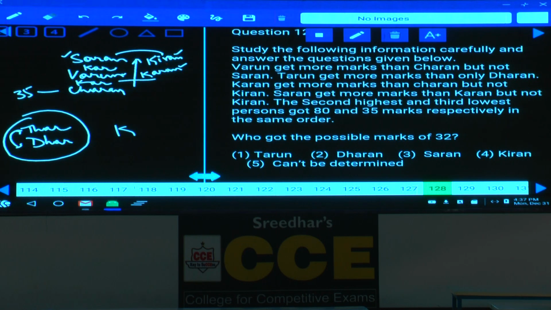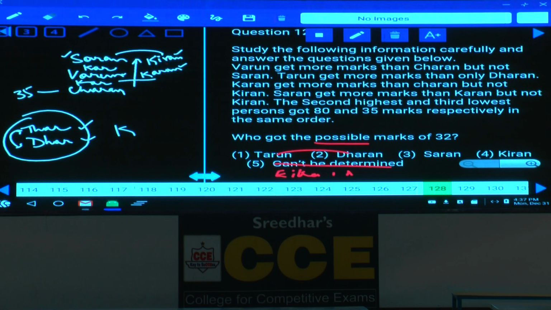Now here, "cannot be determined" is false, because the question itself is about a possible mark. Possible mark means there is a chance. Now these two persons have a chance. Hence the answer is either Tarun or Dharan, either one or two.